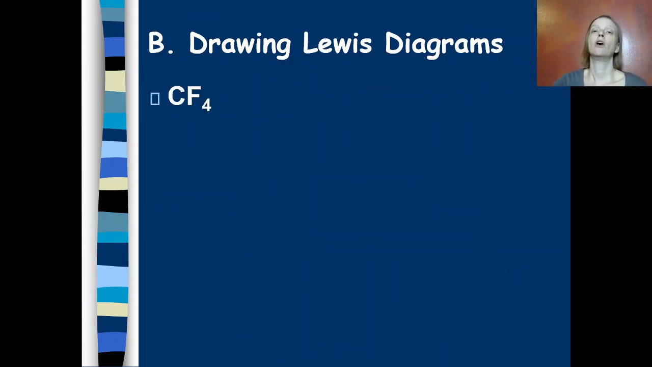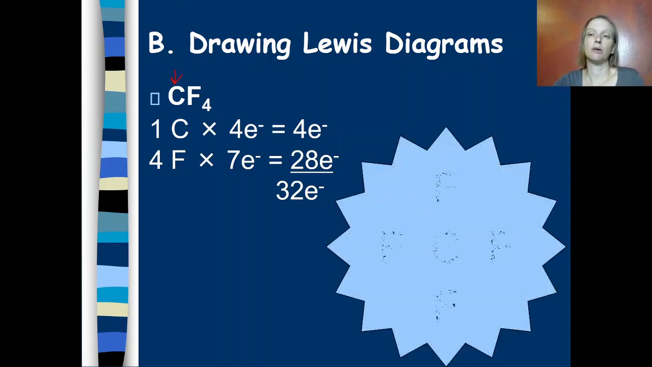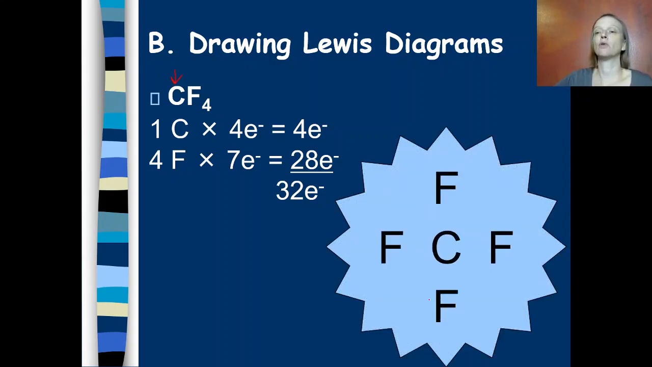So let's do an example for carbon tetrafluoride. Now, 1 carbon has 4 valence electrons. Each fluorine has 7 valence electrons, and 4 times 7 is 28. So altogether, I have 32 valence electrons to place in my Lewis dot structure. That's step 1, count the valence electrons. Step 2 is to arrange the atoms. Usually the singular atom goes in the middle, and in that case, that is carbon. So I'm going to put carbon in the middle, and I'm going to arrange the fluorines around it.